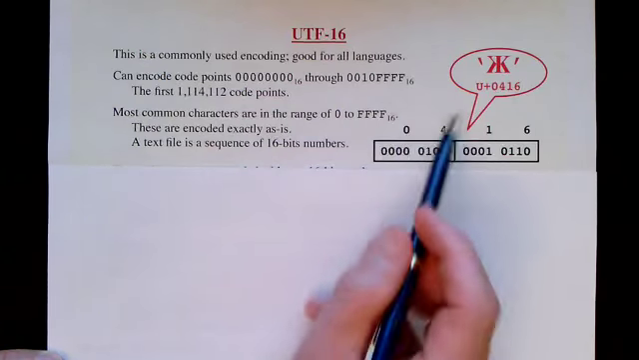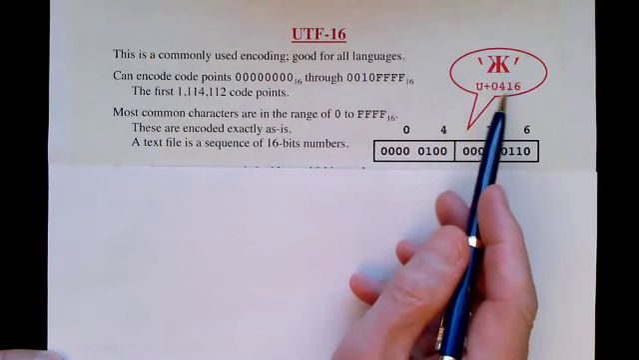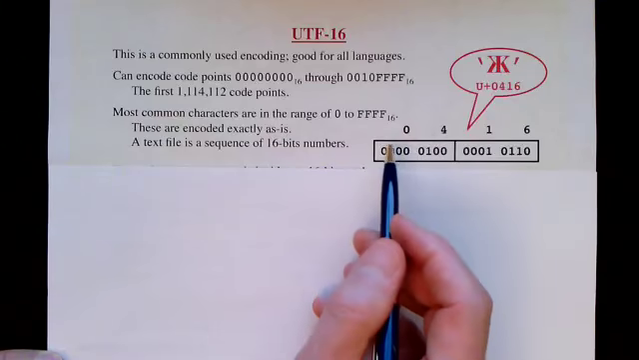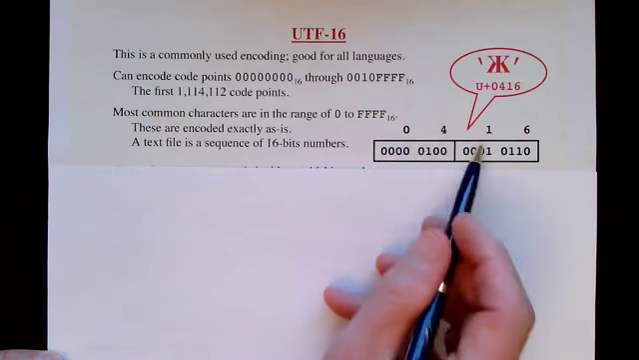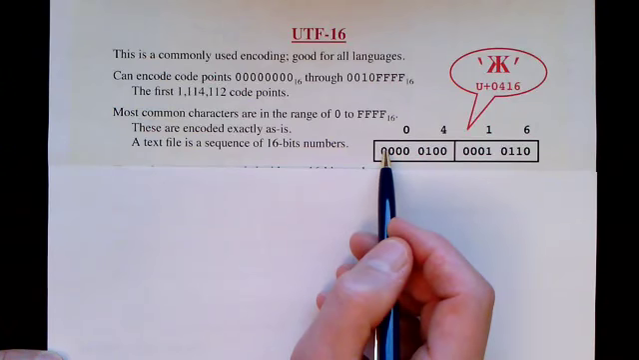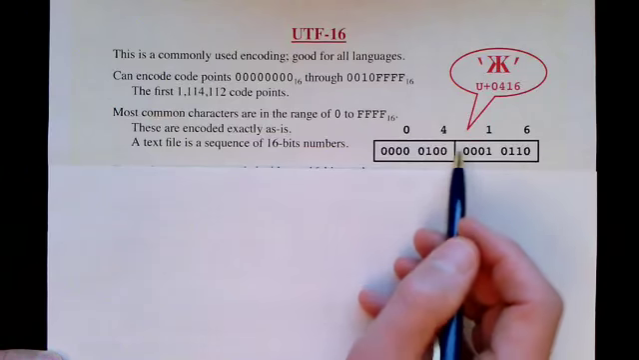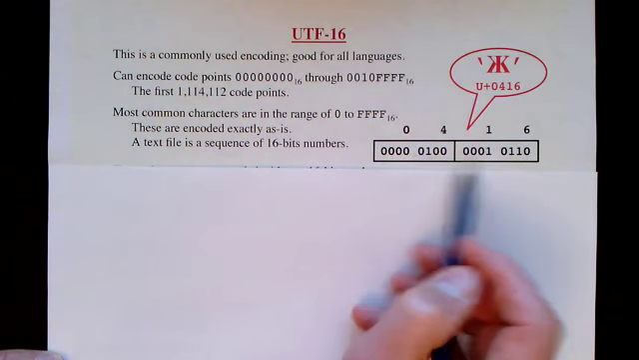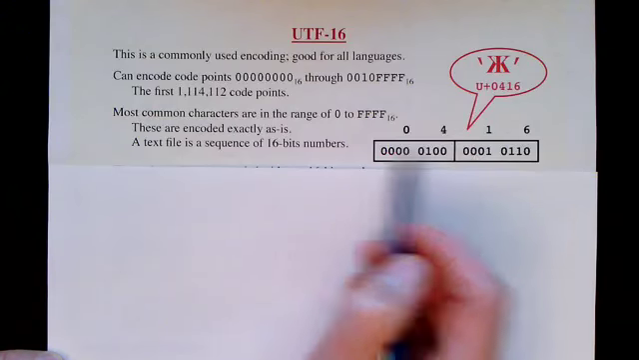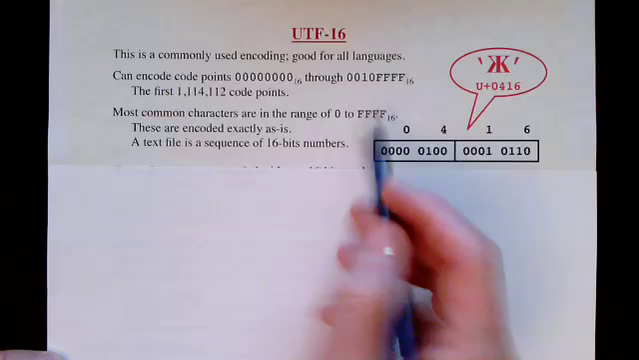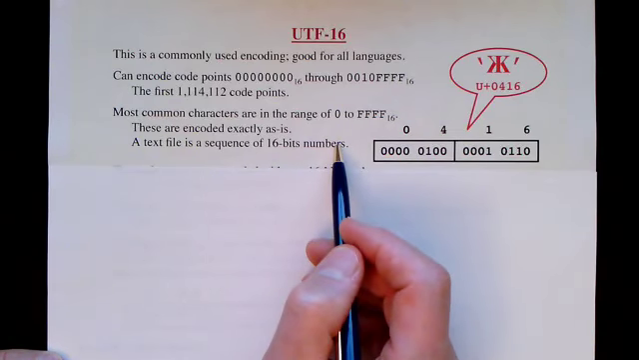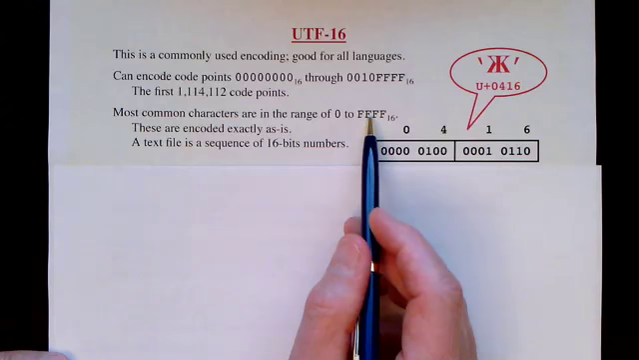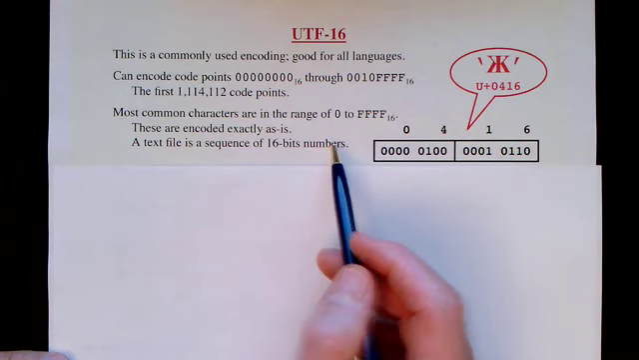So for example, this character here from the Cyrillic alphabet has a code point in hex of 0416. So it's encoded as a 16-bit number. 0416 in hex is, in binary, 0000 0100 0001 0110. So 2 bytes, 16 bits total. So the text file is encoded as a sequence of 16-bit numbers. And any character that can be represented with 16 bits or less is encoded exactly as is.